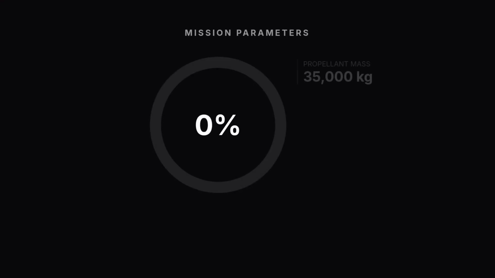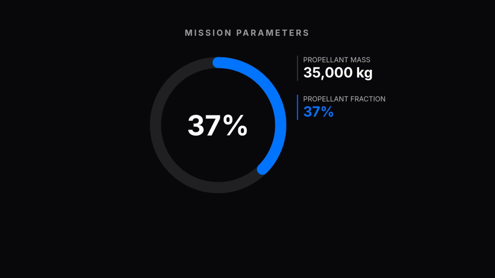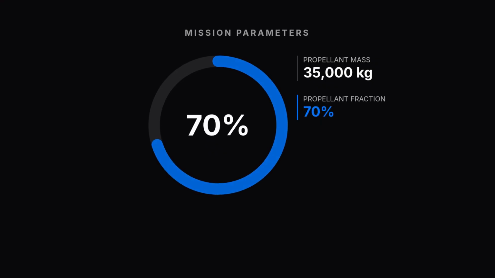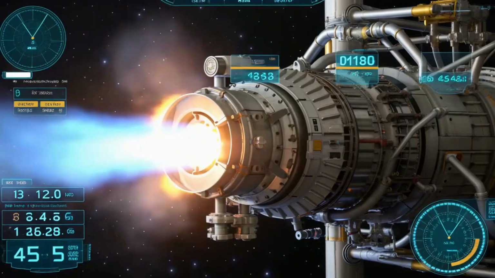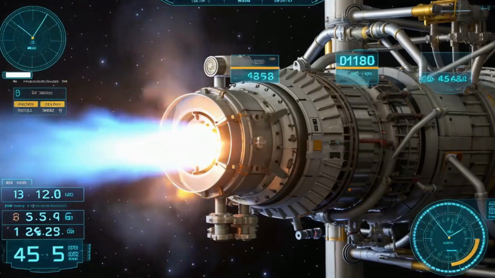The calculator also provides propellant mass of 35,000 kilograms and a propellant fraction of 70%, showing that 70% of our initial mass is fuel. This calculator streamlines mission planning and propellant calculations.